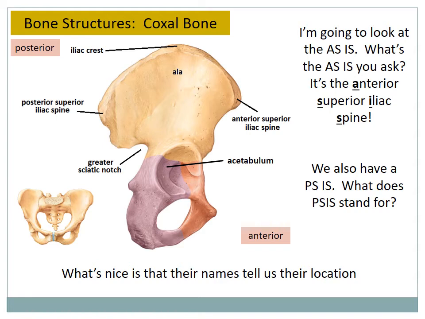What's nice is that their names tell us their location, right? Anterior superior iliac spine tells you right where it is. Posterior superior iliac spine, it's in the back. So just keep those two in mind. And again, your posterior superior iliac spine, you don't really feel that part of your bone from the outside.